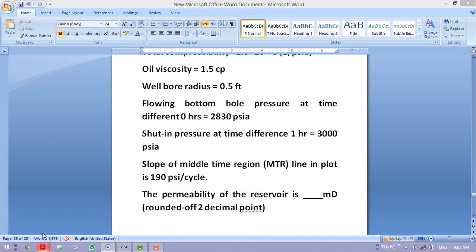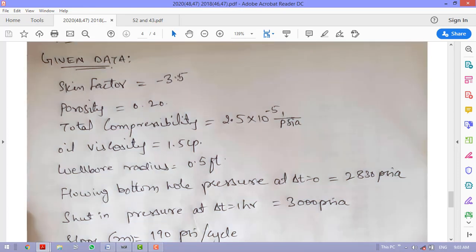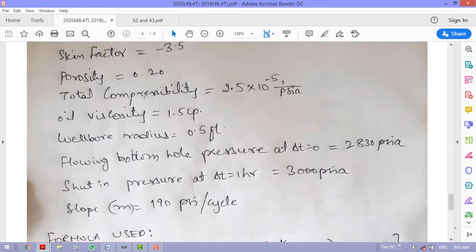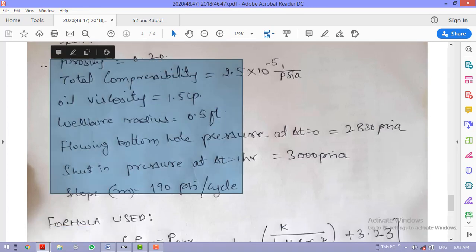First, as given in the question, I wrote the data, where I wrote the skin factor as minus 3.5. Here I would like to say something about whether the skin factor is positive or negative. When the skin factor is negative, it indicates that there is a flow enhancement near the wellbore, or you can say that there is a pressure drop. I have already read this data in the question, so there is no use repeating it.